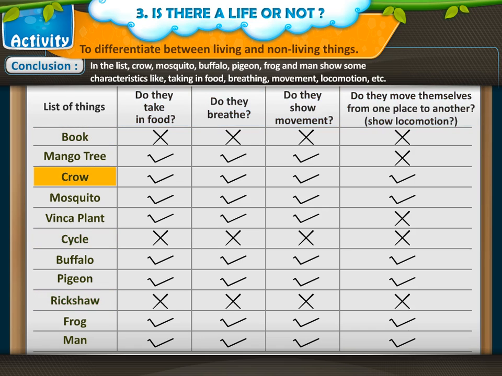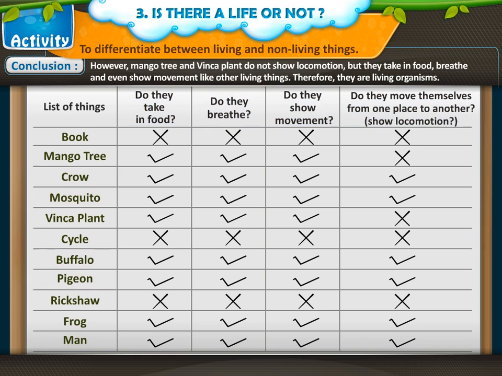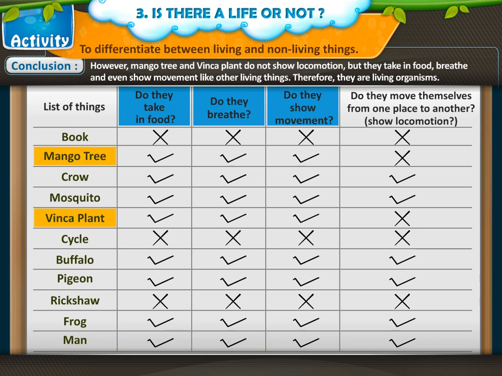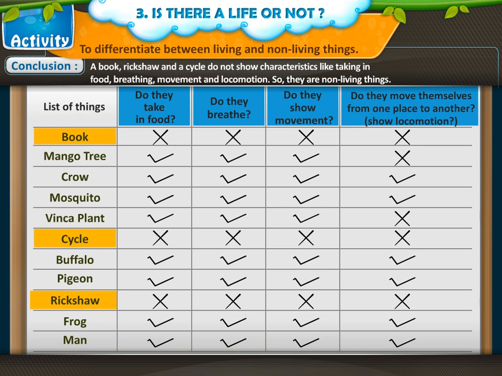Conclusion. In the list, crow, mosquito, buffalo, pigeon, frog, and man show characteristics like taking in food, breathing, movement, locomotion, etc. However, mango tree and vinca plant do not show locomotion, but they take in food, breathe, and even show movement like other living things. Therefore, they are living organisms. A book, rickshaw, and a cycle do not show characteristics like taking in food, breathing, movement, and locomotion. So, they are non-living things.